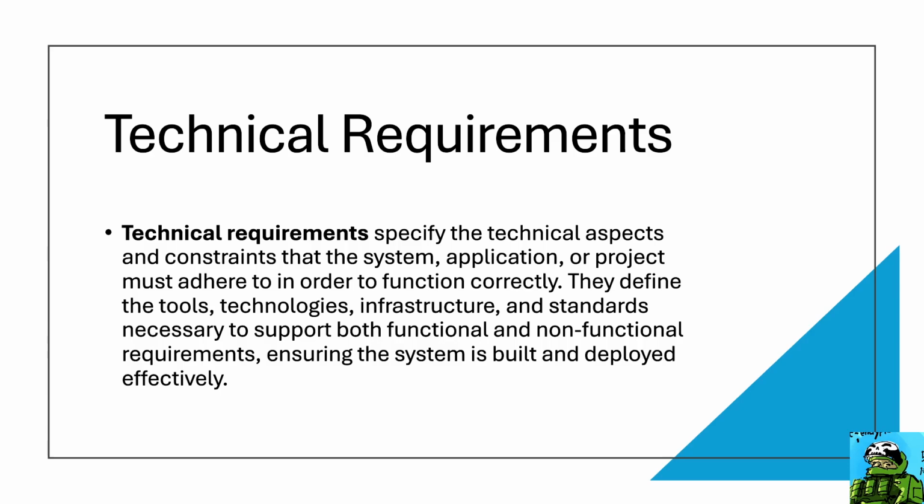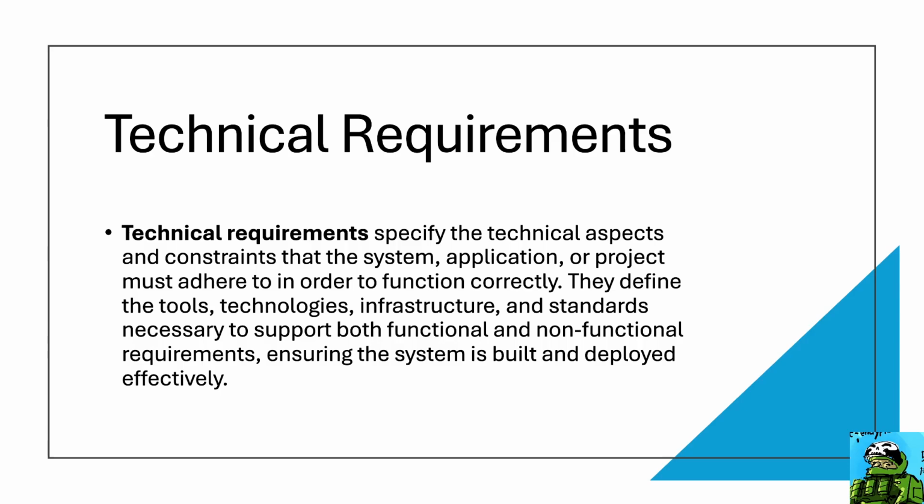The examples of technical requirements are hardware requirements. The server must have at least 64 gigabytes of RAM and 1 terabyte of SSD storage. The application must run on devices with a minimum of 4 gigabytes of RAM. For software requirements, the backend must use .NET 8 and the front end must use Angular 18. The database must be PostgreSQL version 15 or later.